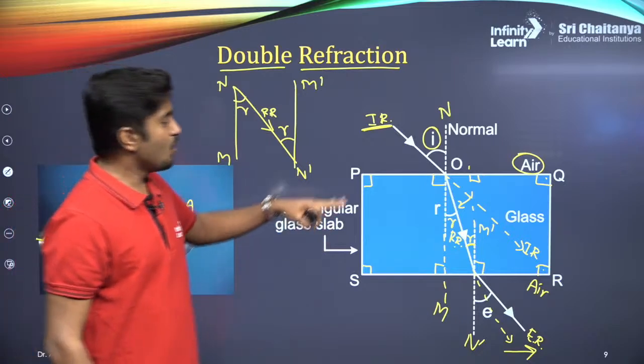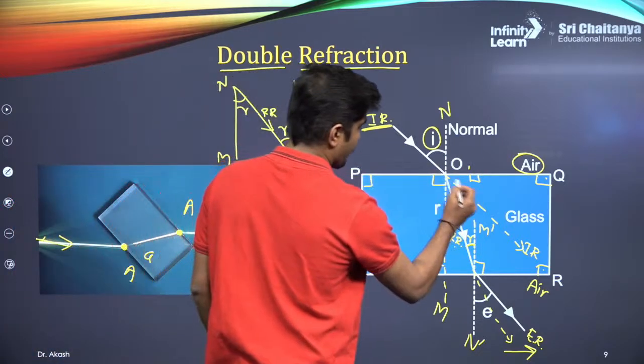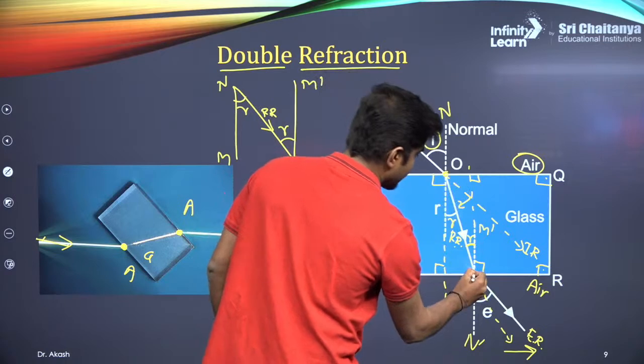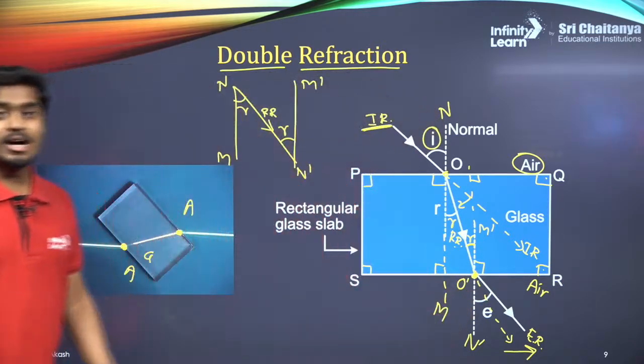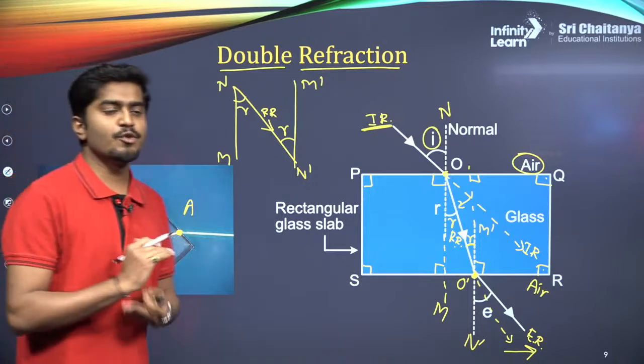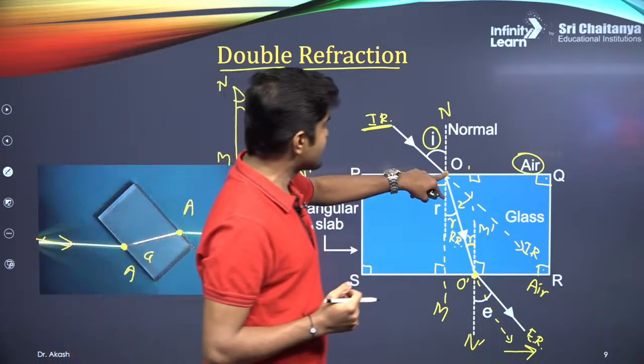Now at this point, let's suppose this is a point O and there is a point O prime. Can you write down the equation for Snell's law at this point O?